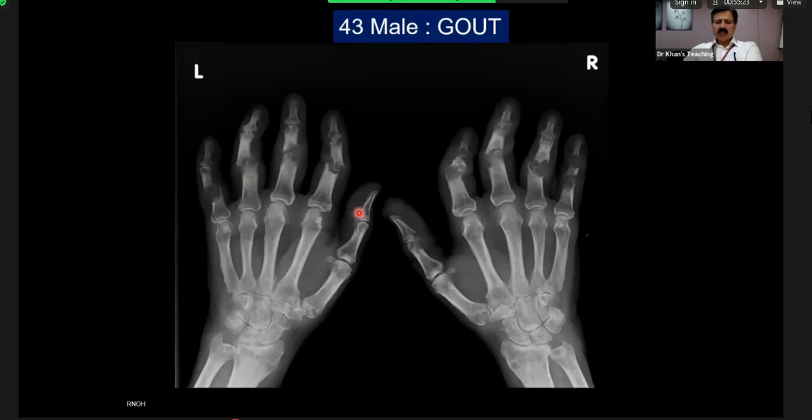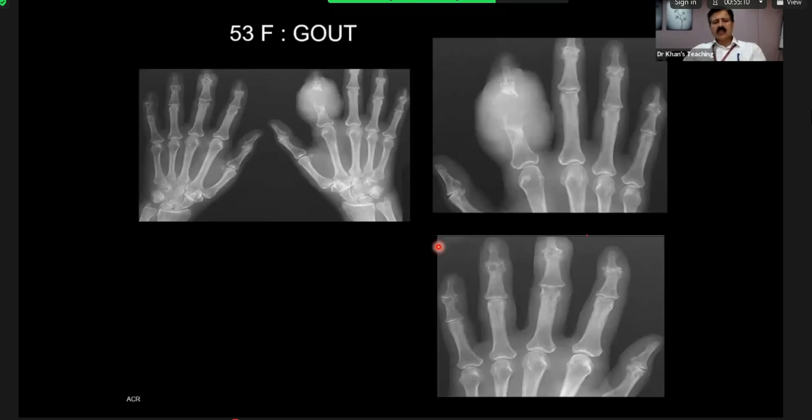And many of the erosions which we can see, for example, just look at this erosion or this erosion, you will agree that there is a bit of sclerosis of the margin. This is another case of gout in which there is, look at this soft tissue tophus. And so this is a further example of gout.